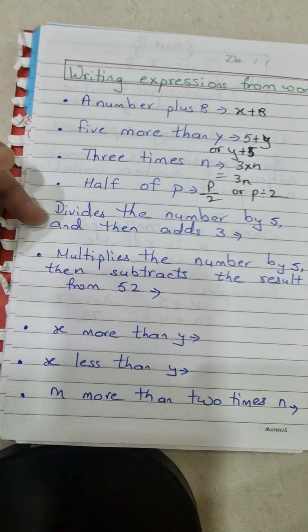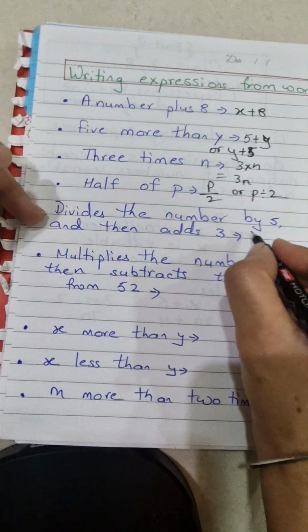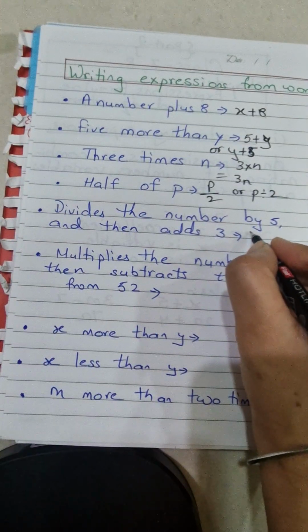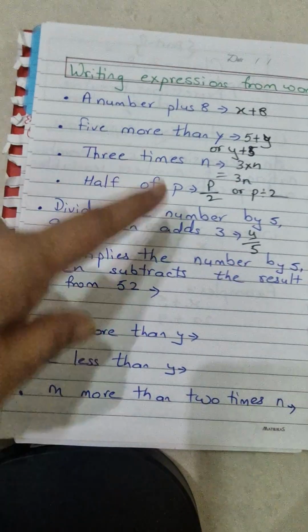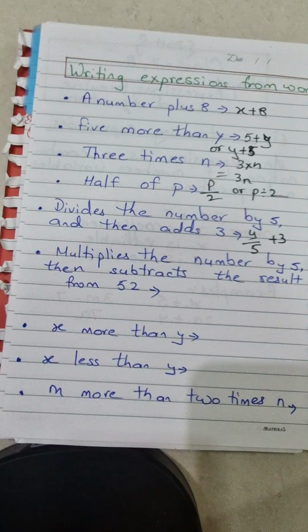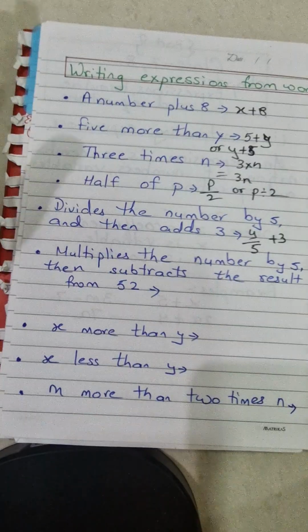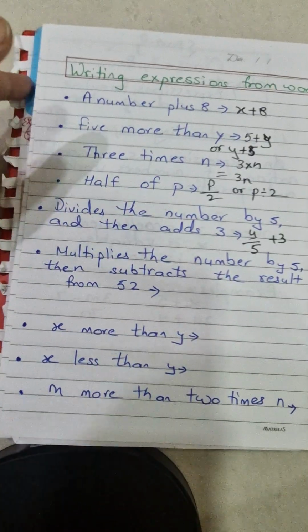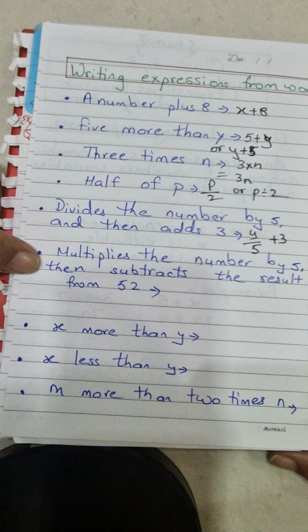Next is: divides the number by 5 and then adds 3. So I will divide the number. Which number? Any variable you can use. Let me use y here. We have to divide by 5, so y over 5, and then we have to add 3. Please children, when you are constructing expressions from words, go according to the direction. If they tell you to add before division, you will write the addition before the division. Here I have said divide the number first and then add 3, so that's why I wrote plus 3 here.